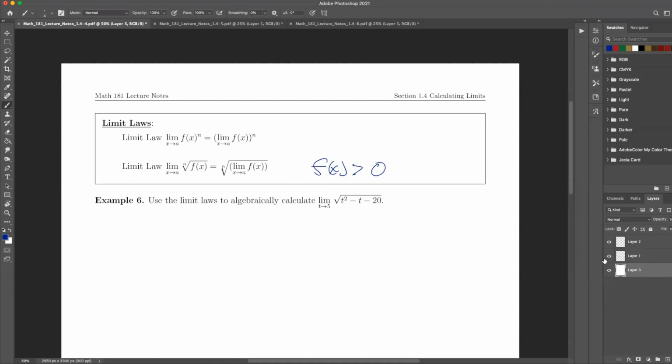Okay, if f of x is less than 0, I can't just take the limit and do what I'm doing here. And that actually comes into play here. So let's calculate this limit algebraically.